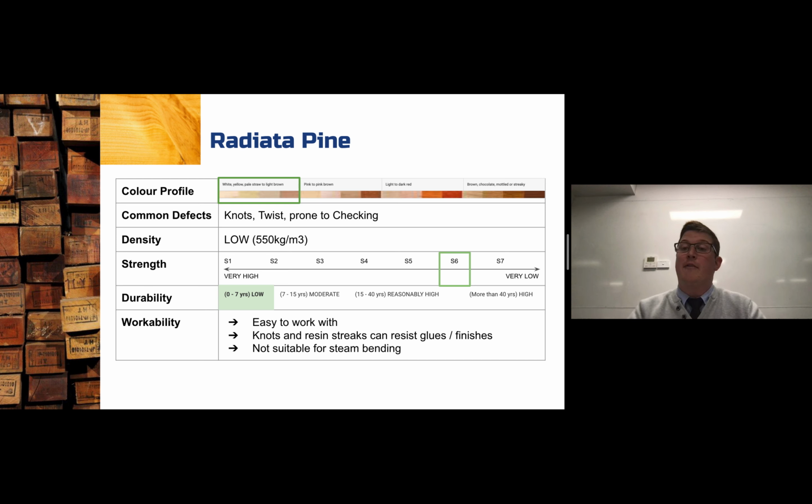So I'm going to get started on our first species of timber, something you should be familiar with. This is Radiata Pine. Now, Radiata Pine, doesn't matter how you pronounce it, same species.